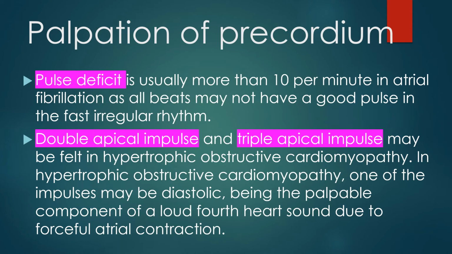Double apical impulse and triple apical impulse may be felt in hypertrophic obstructive cardiomyopathy. In hypertrophic obstructive cardiomyopathy, one of the impulses may be diastolic, being the palpable component of a loud fourth heart sound due to forceful atrial contraction.